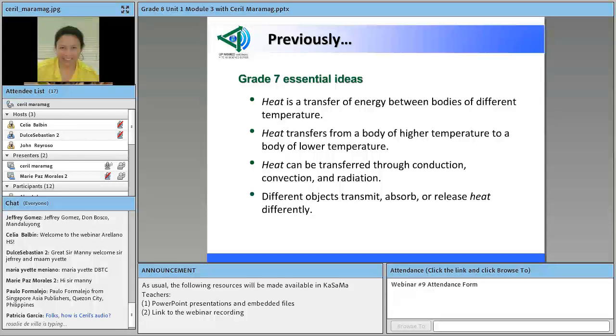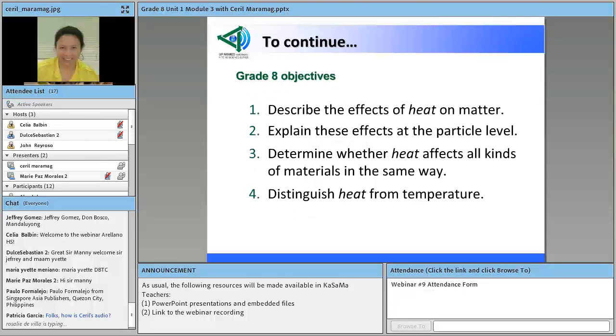And there are different ways of transferring energy as well. And lastly, not all objects transmit or absorb heat in the same way or at the same rate. Okay? So to continue, for grade 8, what are they supposed to learn after going through this module? Well, students should be able to describe the effects of heat on matter, explain these effects at the particle level, so medyo may lalim na, they are now considering the microscopic level. They should determine whether heat affects all kinds of materials in the same way.